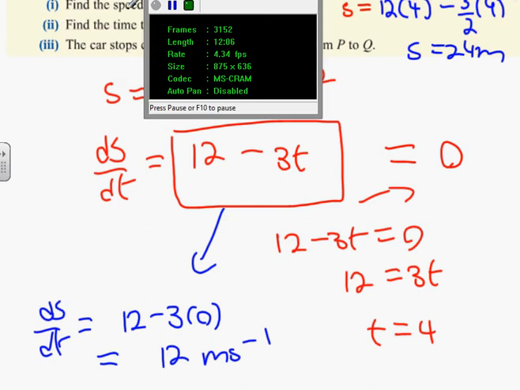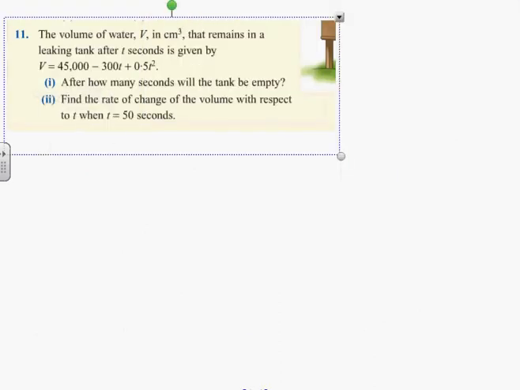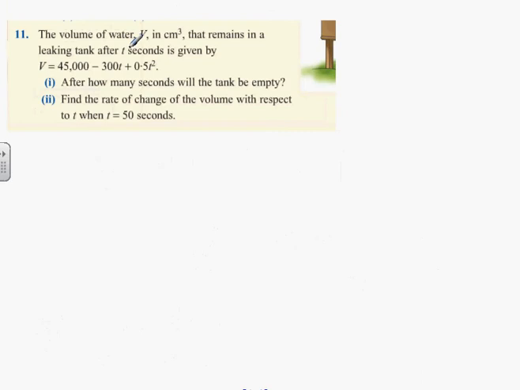Okay. Number 11. The volume of water, in centimeters cubed, that remains in a leaking tank after t seconds is given by this function. Mick, what type of function is this, do you think? What type of function do you think is question 11? The shape of it, what shape would you say it would be if you were to graph it?